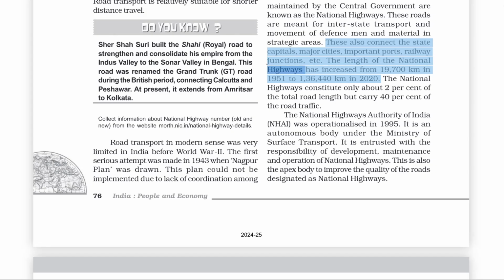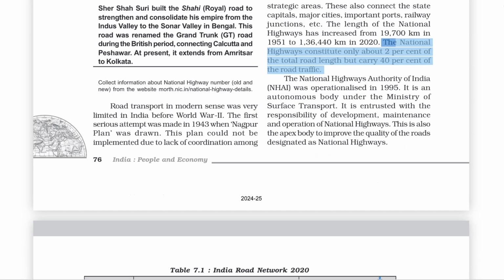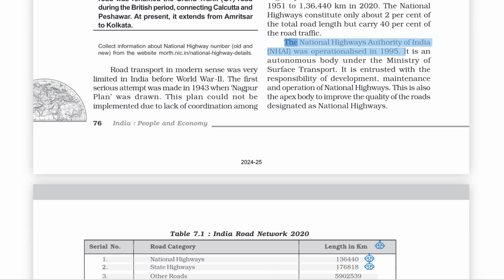The length of the national highways has increased from 19,700 kilometers in 1951 to 136,440 km in 2020. The national highways constitute only about 2% of the total road length but carry 40% of the road traffic. The National Highways Authority of India (NHAI) was operationalized in 1995.